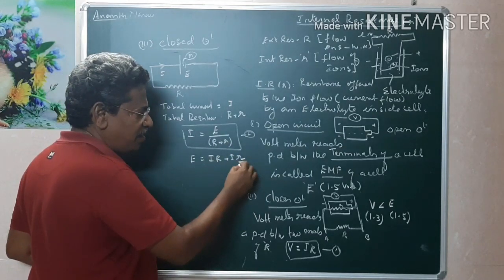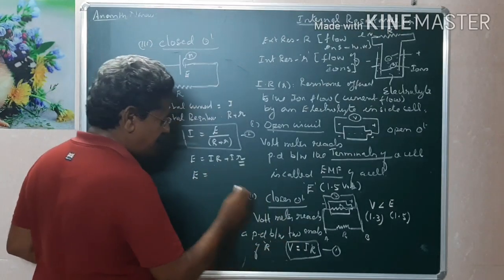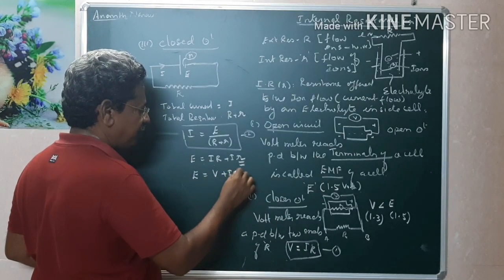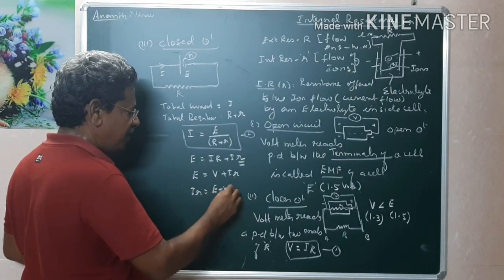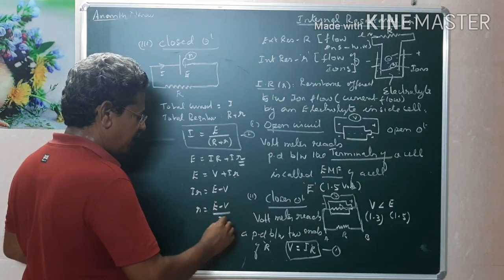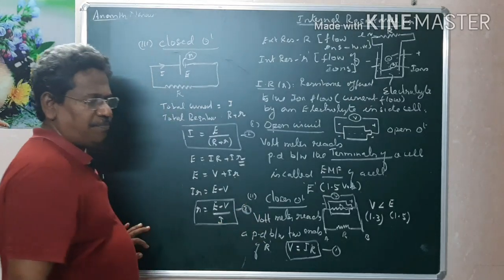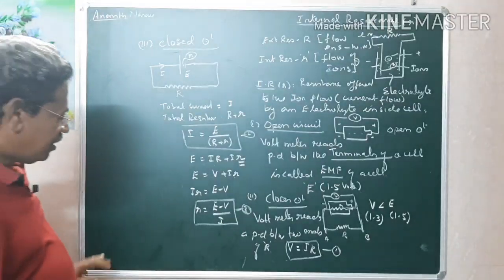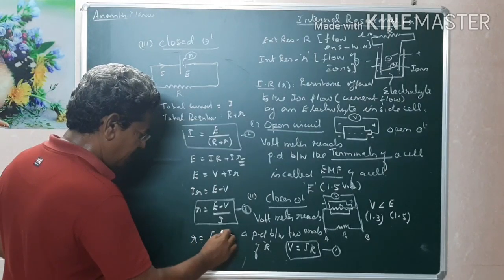Our aim is to find this r. Or we can write E equal to, what is IR? Here that is V, so E equals V plus Ir. Therefore, the internal resistance Ir can be written as E minus V. Or the internal resistance r is equal to E minus V by I. This is an important formula. Let it be equation number 3.